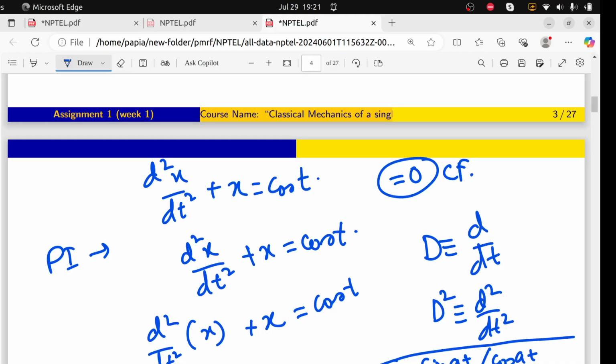d/dt means derivative, like it is an operator, the derivative with respect to t. If I put this one as capital D, then D square will be d2/dt2. Okay. Now our expression was d2x/dt2 plus x equals cos t.